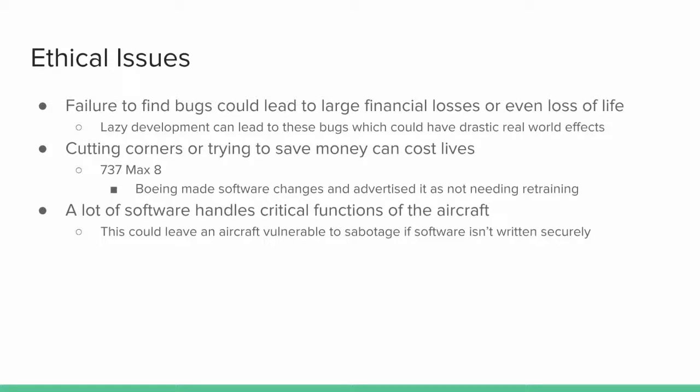And finally, a lot of the software handles critical functions of the aircraft, like flight control computers and, as previously mentioned, the 737 MAX 8 adjusting the pitch of the aircraft. This could leave an aircraft vulnerable if they don't write the software with security in mind. There's probably a low chance that someone is going to be able to hack an airplane, but if there's a security vulnerability and someone is able to get into it, this software is controlling an aircraft that most likely will have a lot of people in it, and it could cause a lot of problems. So in the end, there are some ethical concerns with this.